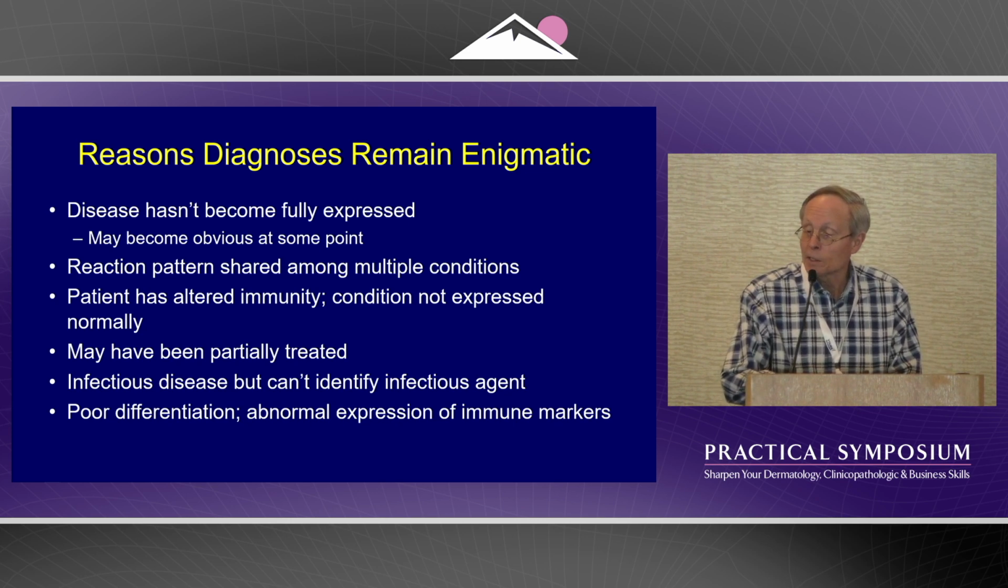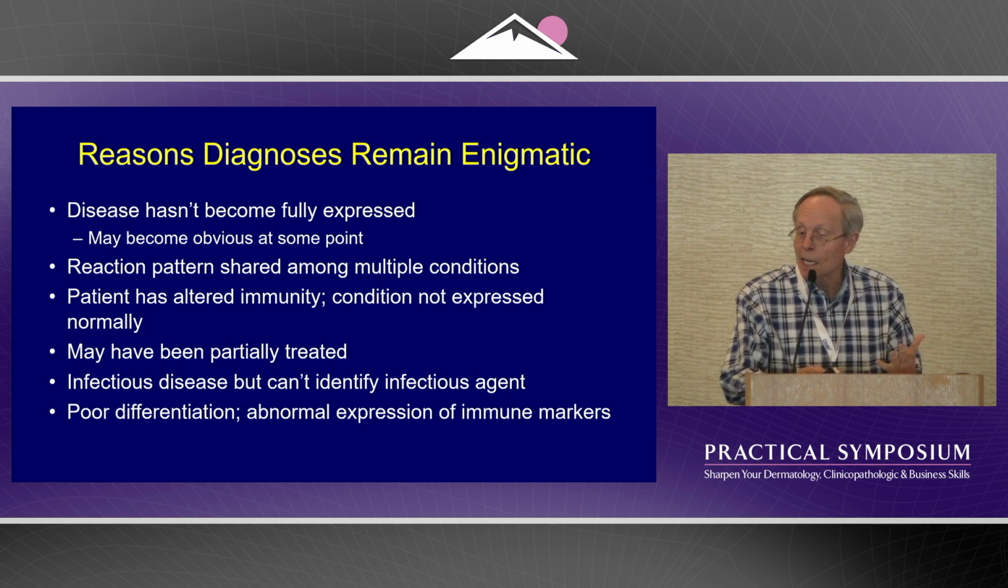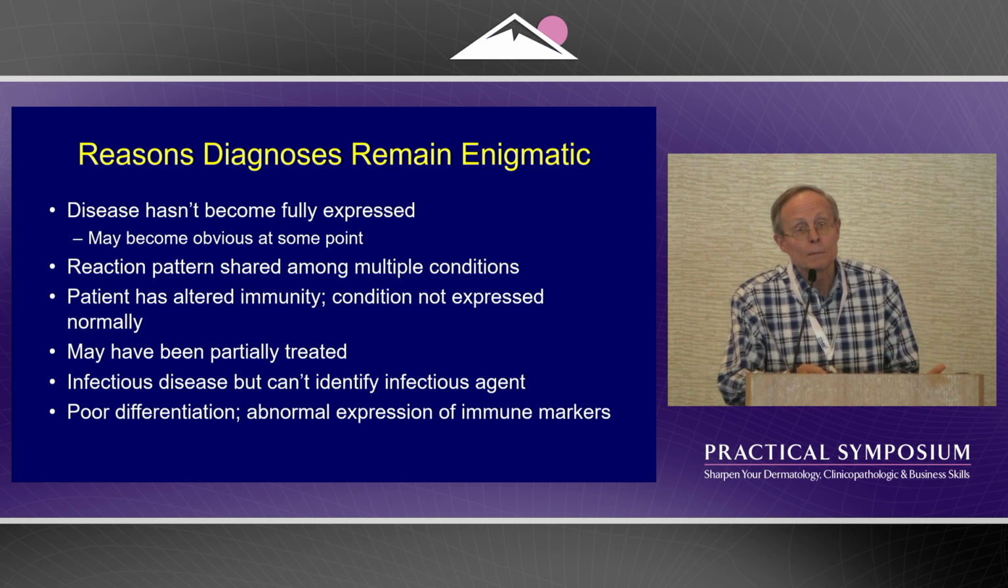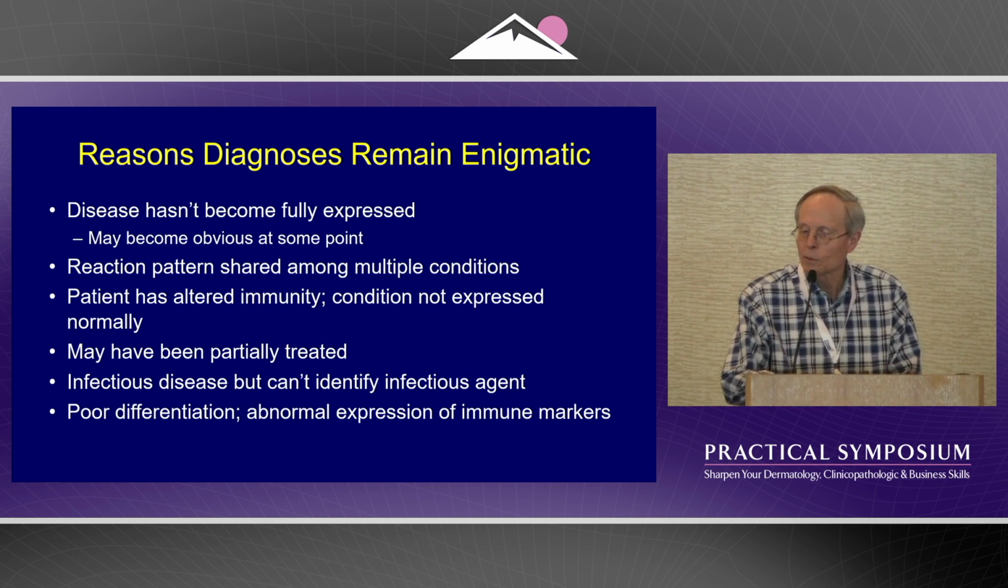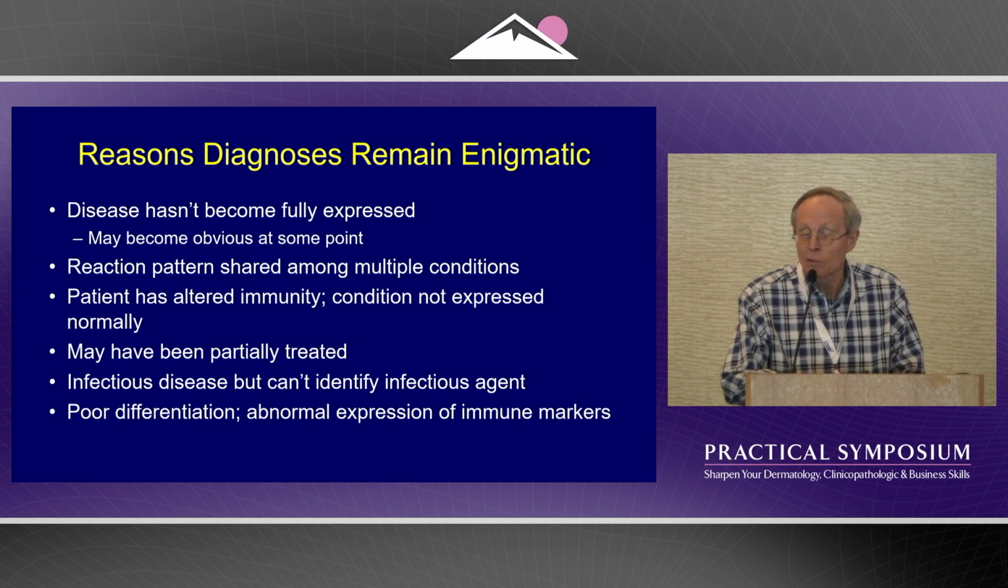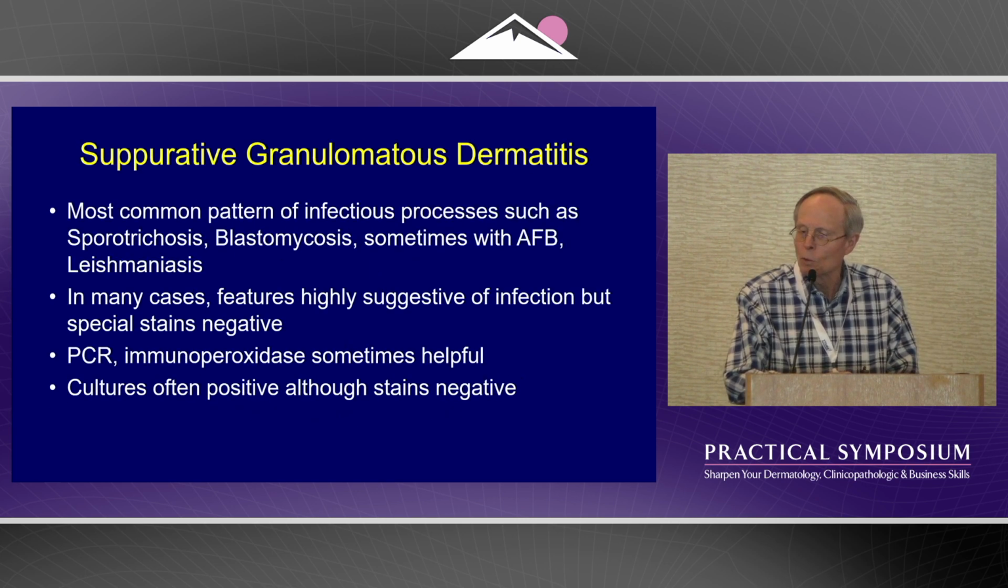We see patients with HIV infection that have weird reactions to things that don't look normal. We see patients that may have had partial therapy and things don't look normal. For example, people that get that psoriasiform dermatitis associated with biologics, that doesn't look like classic psoriasis. And then sometimes there are infectious diseases where we can't identify the agent or there's poor differentiation.